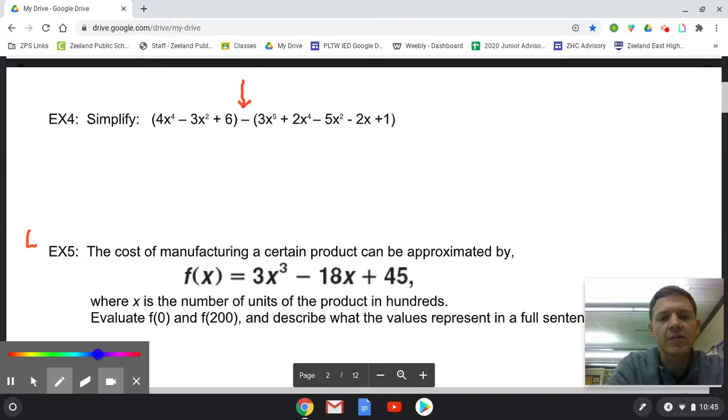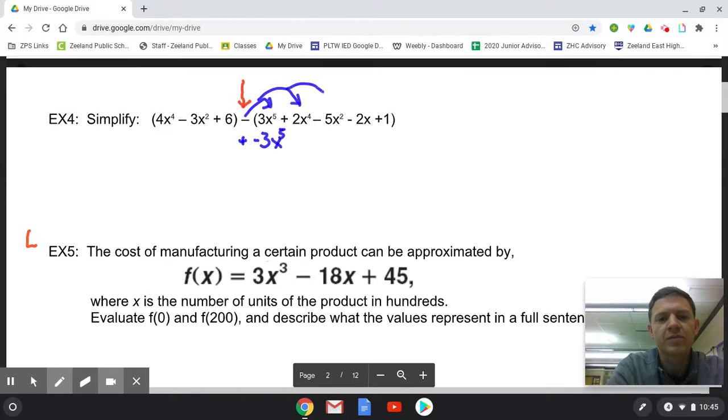Okay, so instead of a minus 3x cubed plus 2x to the 4th, and so on, we need to make that a plus negative 3x to the 5th. We need to give this minus sign to every term. 5 terms. Minus 2x to the 4th. Sharing that negative will make that a positive 5x squared now. Make it a positive 2x, and then a negative 1.